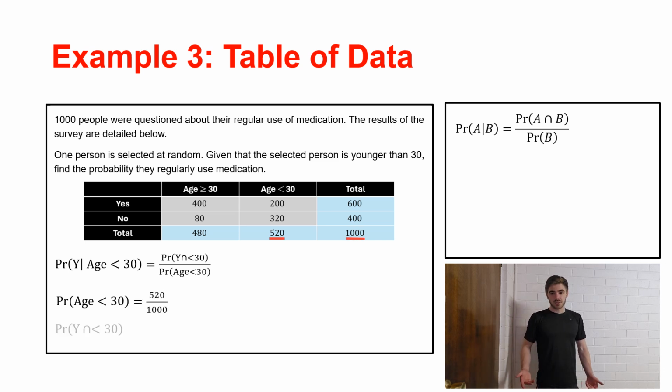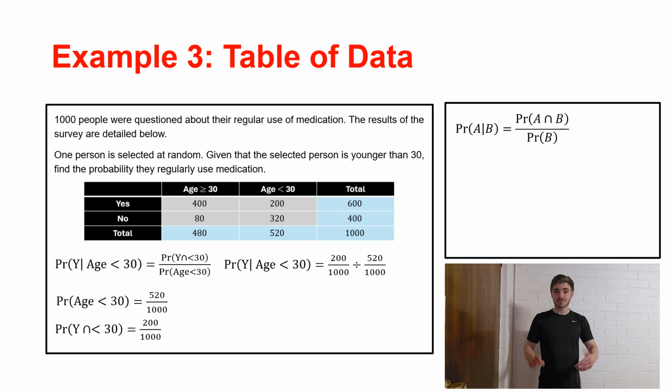Now for the intersection. Again, if we refer back to the table, we can see that there were 200 people that both used medication and were younger than 30, out of a total 1,000. So once again, we're just going to perform that division and then simplify.